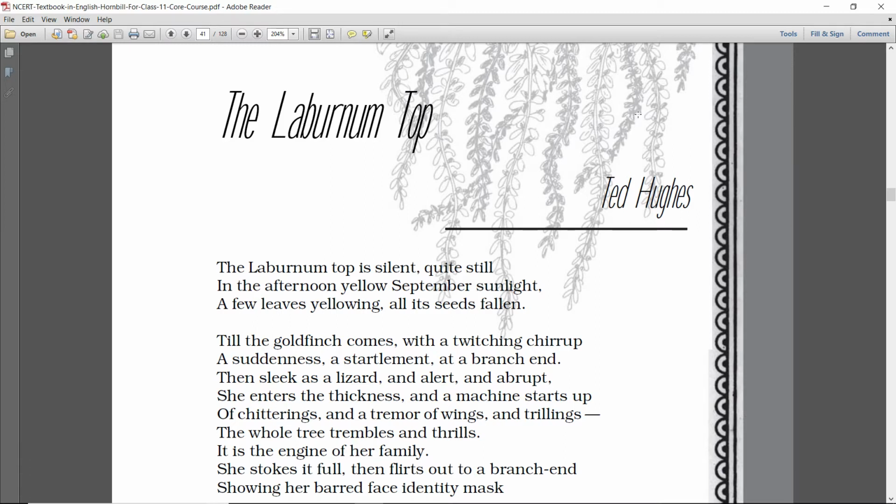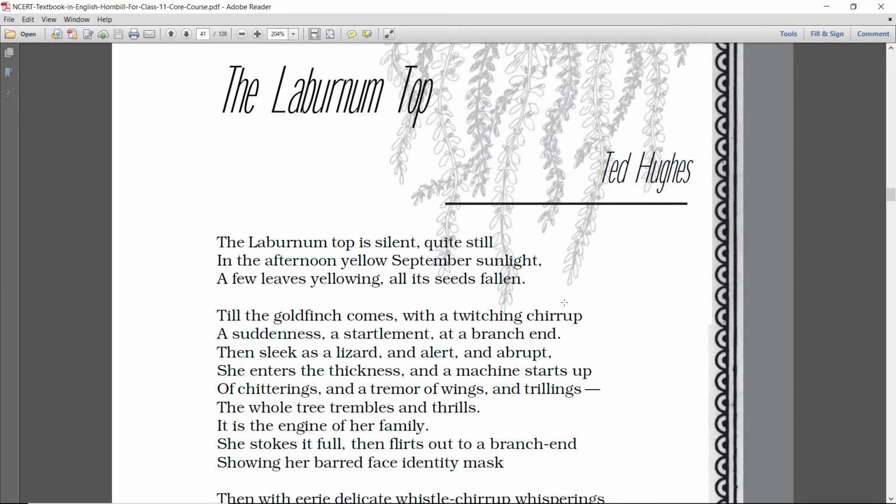This poem is included in CBSE grade 11 syllabus. It is given in a book named Hornbill. Friends, we know that Ted Hughes is a very well-known English poet. He is popular for writing poems on nature, and one such poem is given here in your textbook, The Laburnum Top.